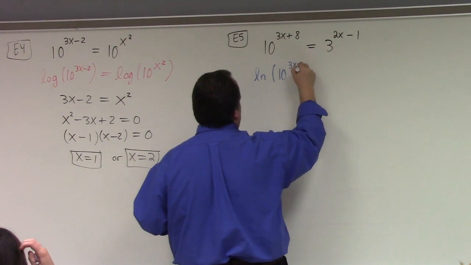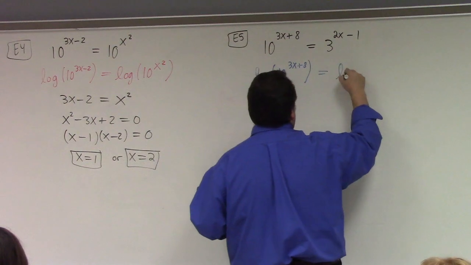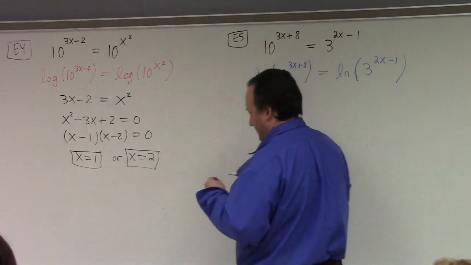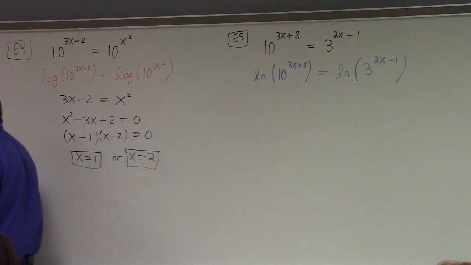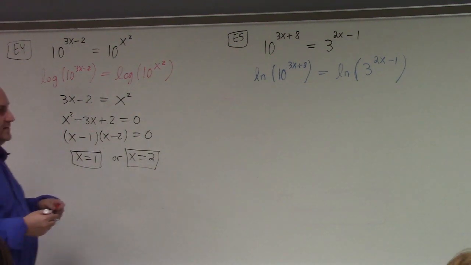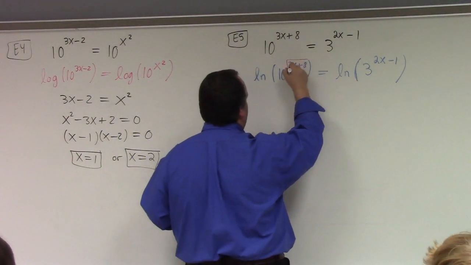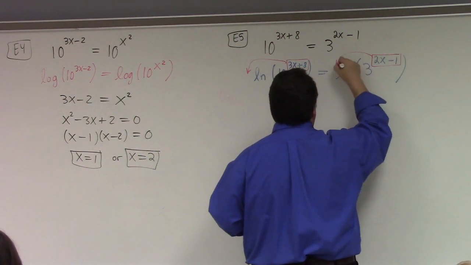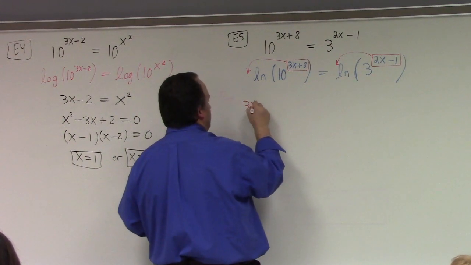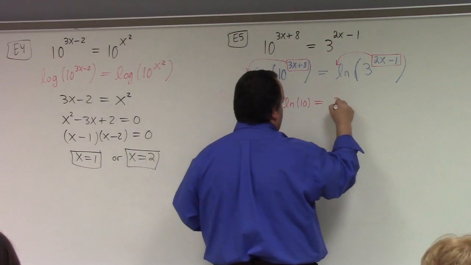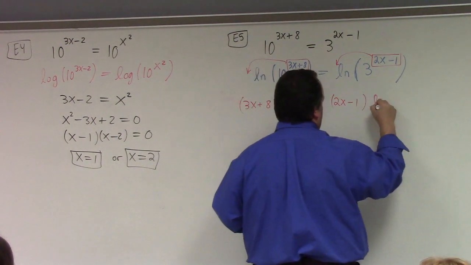So the natural log of 10 to the 3x plus 8 is equal to the natural log of 3 to the 2x minus 1. This is something you can do to an equation. You can take the natural log of it. Now, what can we do now? Well, we can use the properties of logs. Because I've got a power here, which I can pull out, and that gives me 3x plus 8 times the natural log of 10 is equal to 2x minus 1 times the natural log of 3.